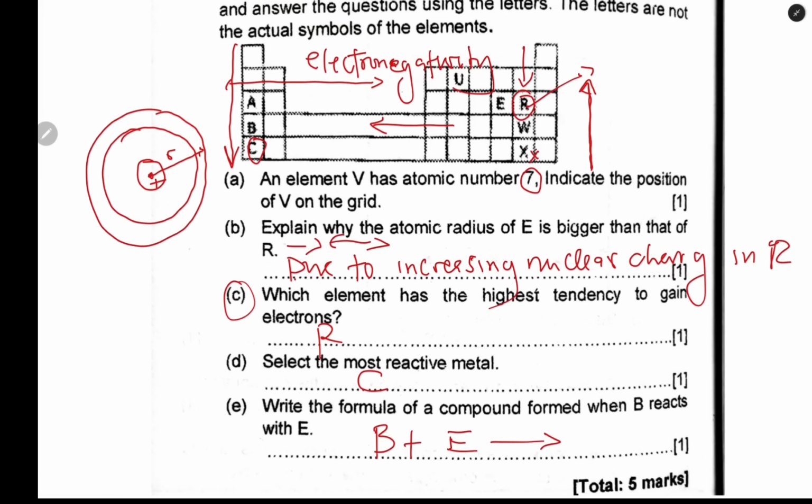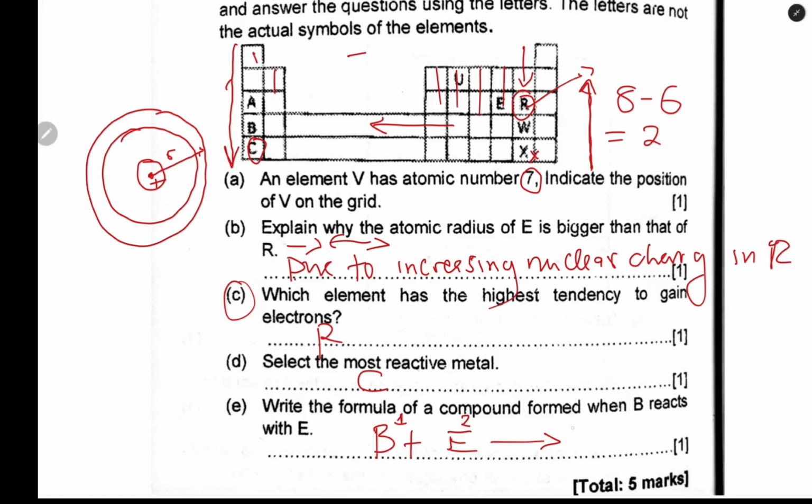The group number of an element, if it is a metal, is its valence. So for example, B is from group 1, so its valence is 1. But for non-metals, you always subtract the group number from 8. Where is E found? This is group 1, group 2, group 3, group 4, group 5, group 6. So it's found in group 6. To find its valence, we say 8 minus 6, and this is 2. So the valence of this one is 2.